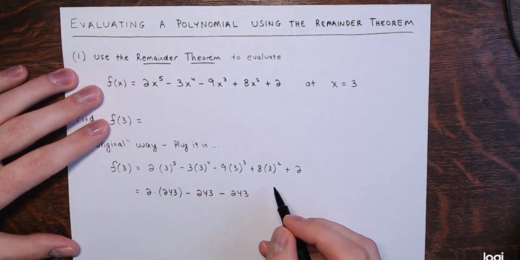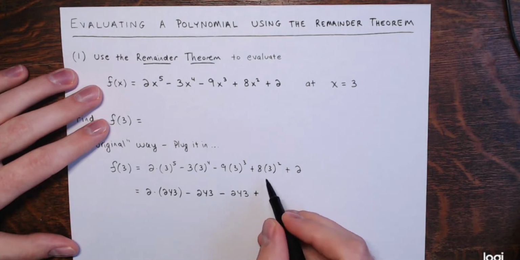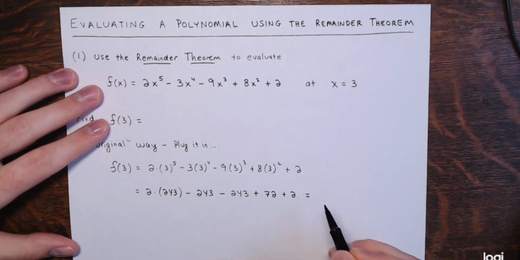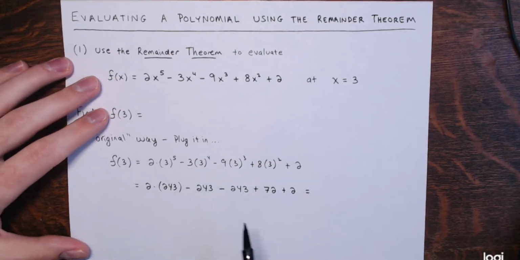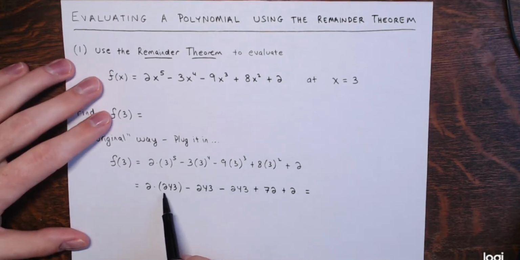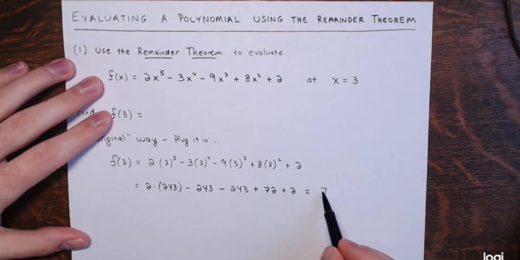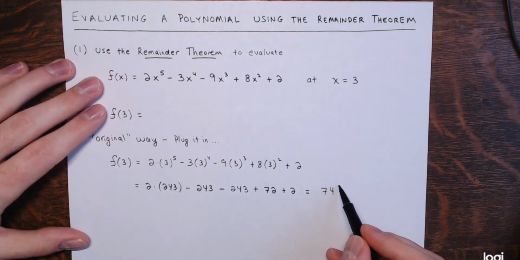All right, now here is not happening. 8 times 9. All right, 8 times 3 squared is 9. 8 times 9 is 72. Plus 2. All right, and then we get our final, but now we'll simplify. Now, see how I have two 243s here, and then I'm subtracting another two 243s, so this all makes 0, and I'm left with 72 plus 2, that's 74. All right, so f of 3 is 74.